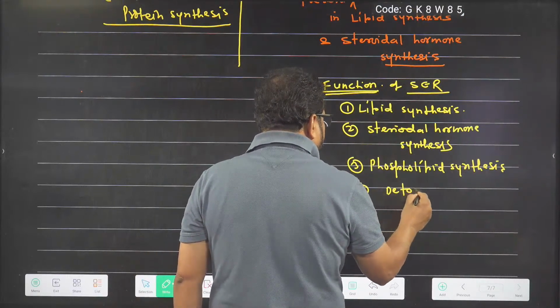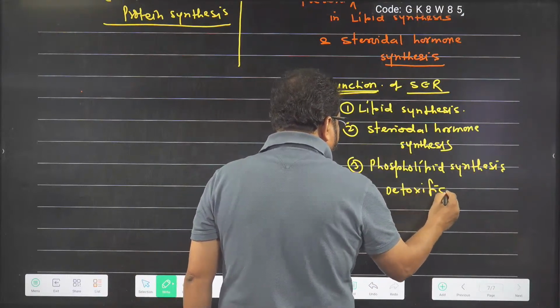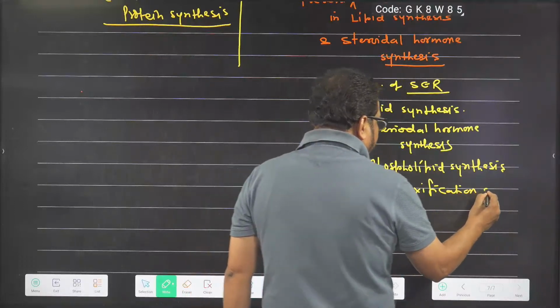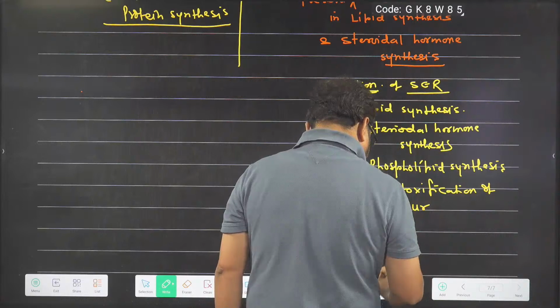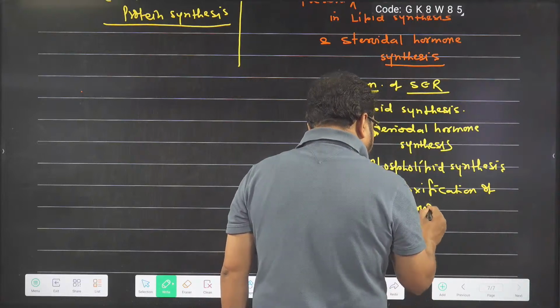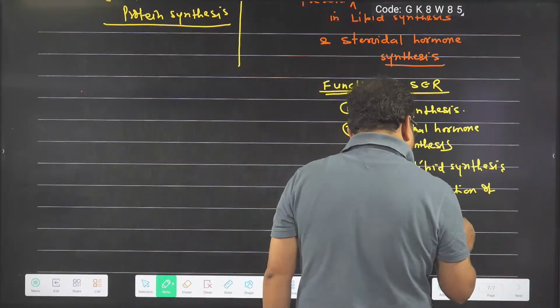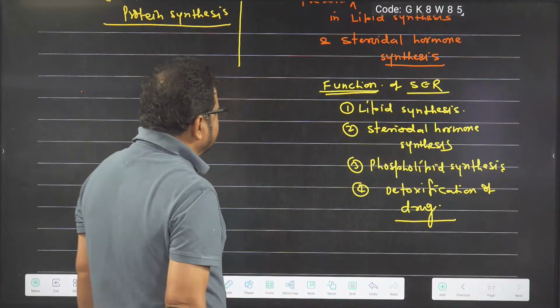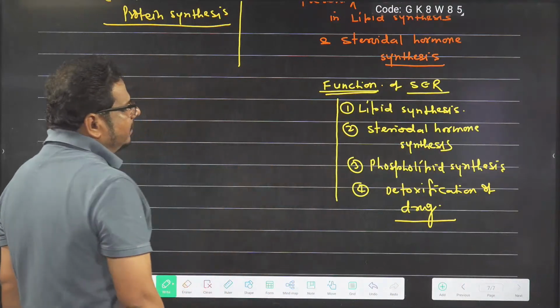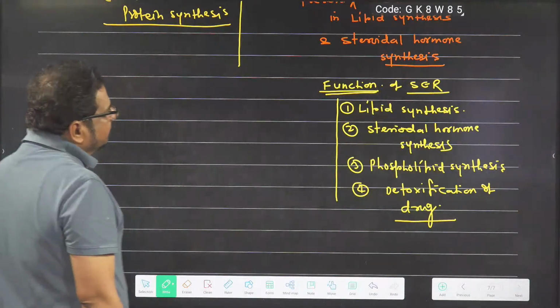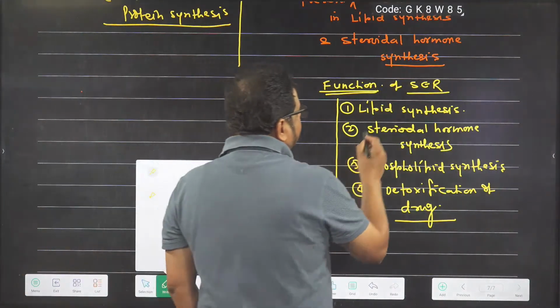Also I am writing one more function of the smooth endoplasmic reticulum. It is written in your 9th book. Detoxification of drugs. Probably it is in your 9th NCERT. Is it there or not? Detoxification of drugs. Got the idea? So these are some of the functions of which one? Smooth endoplasmic reticulum.